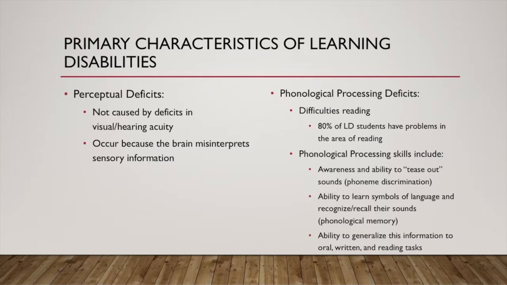Phonological processing skills include awareness and ability to tease out sounds, ability to learn symbols of language and recognize and recall their sounds, and the ability to generalize this information to oral, written, and reading tasks. So kids who have trouble in these areas obviously can't sound out their words, have trouble recalling what letters are, and being able to make this information oral and written, or be able to read it.